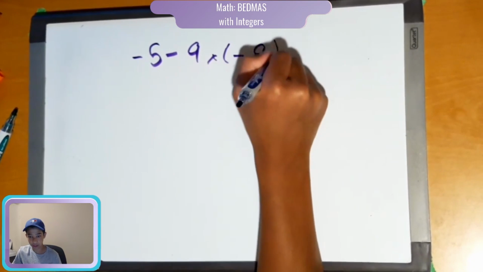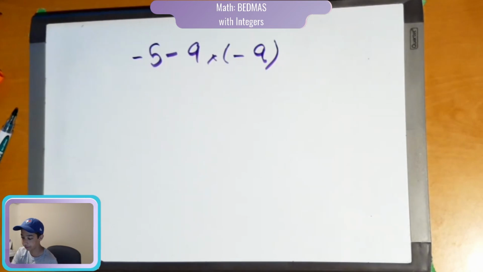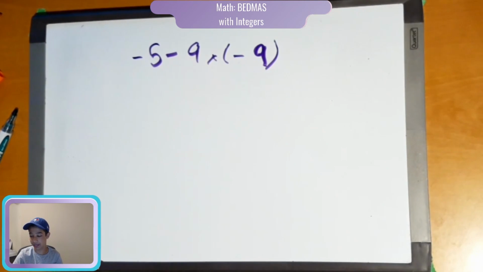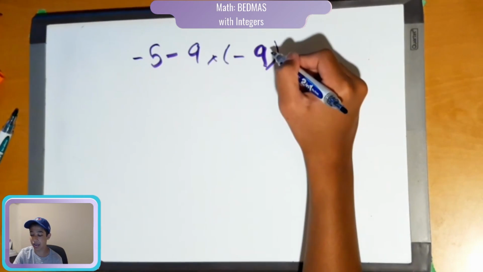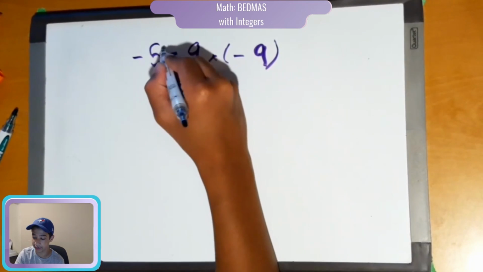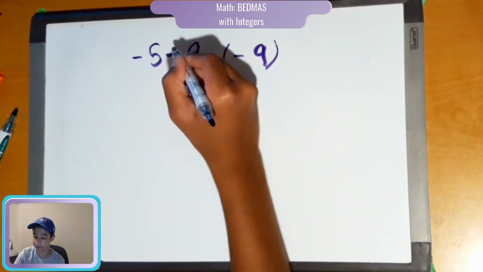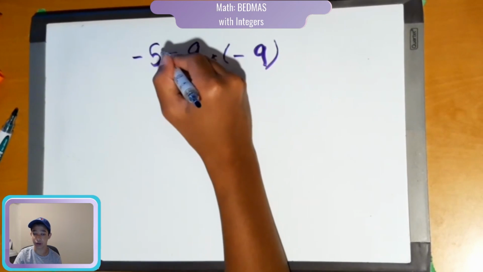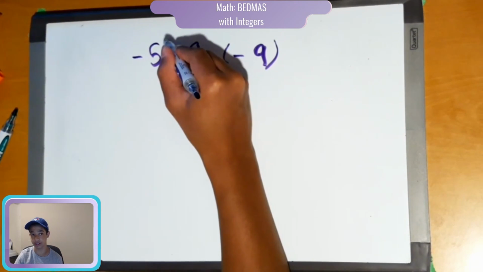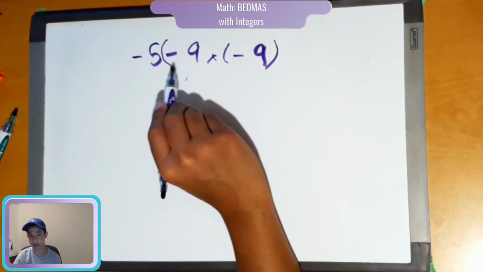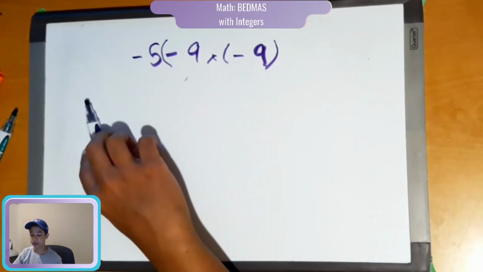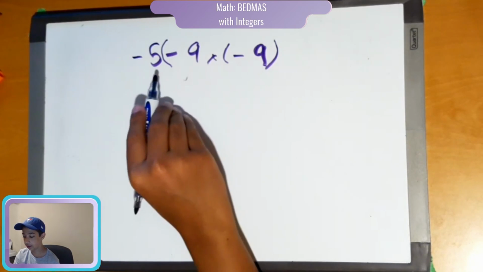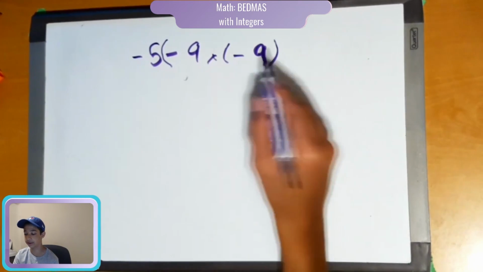Okay. So the first thing we should do is negative 9 times negative 9. And we have to include this negative sign here. We can't just do 9 times negative 9, because the minus sign here, the subtraction sign, is actually being included in our equation. So it's going to be negative 9 in this part of the equation. So negative 9 times negative 9.